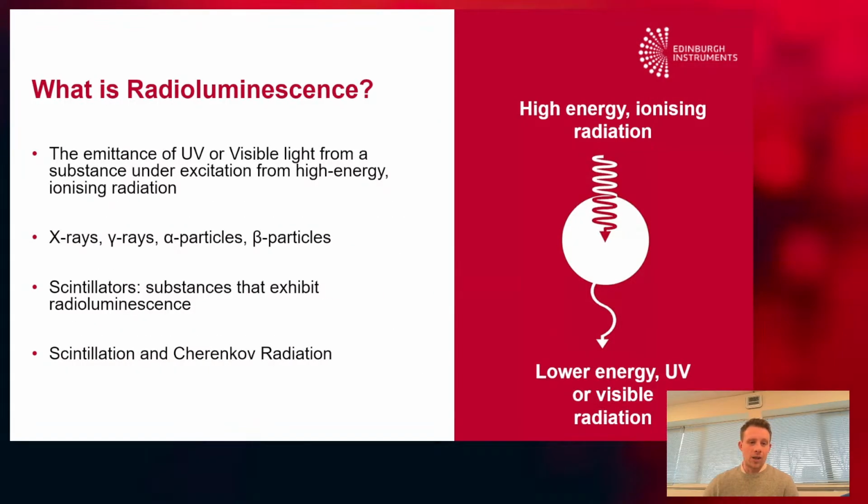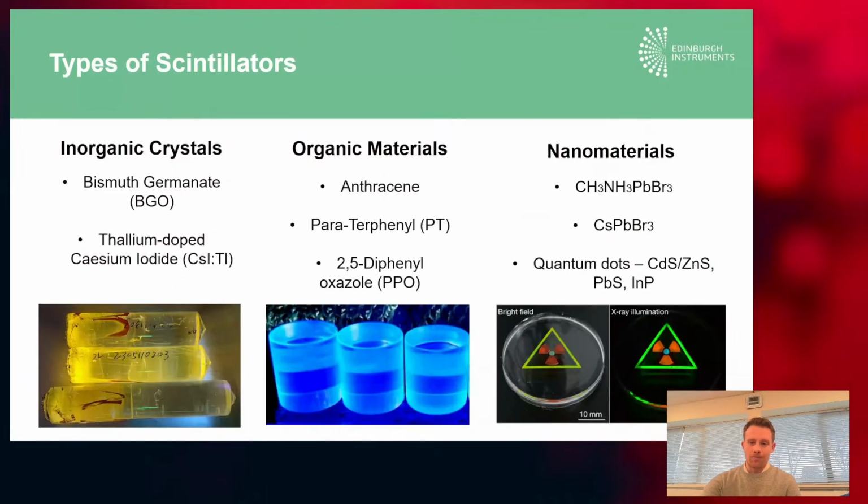So first of all, what is radioluminescence? Radioluminescence is the emittance of UV or visible light, or less commonly near-infrared light, from a substance when it's been excited with high-energy ionizing radiation. So this is things like X-rays, gamma rays, as well as high-energy particles such as alpha particles and beta particles. And we use the term scintillators to describe substances that exhibit radioluminescence. It can be solids, liquids, and gases. And the term radioluminescence is used to describe the processes of scintillation and also Cherenkov radiation, which I'll explain a bit more about later on.